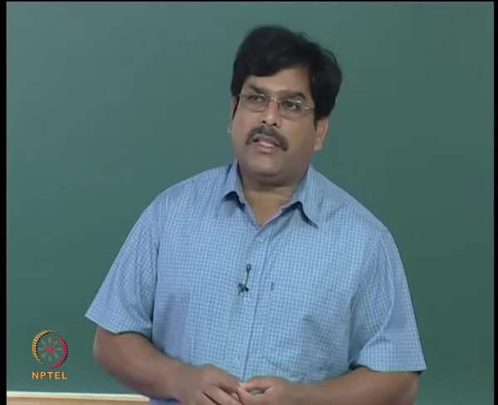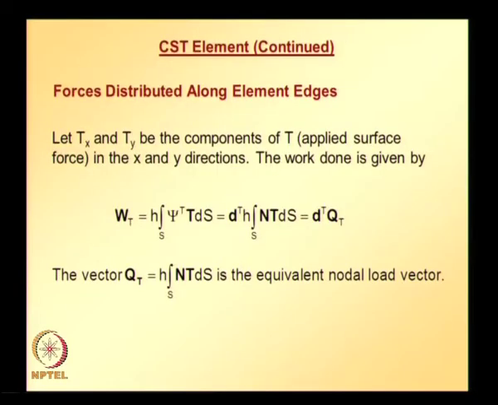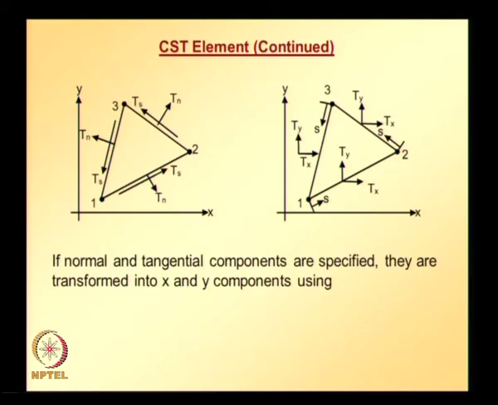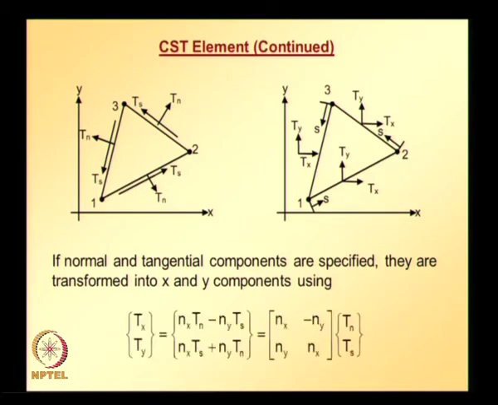But as we discussed, when we prescribe surface traction, instead of Tx and Ty, it is easy to specify the normal and tangential components of traction. In that case, if normal and tangential components are specified, then we can get Tx and Ty based on the direction cosines of the outer normal for that particular edge.